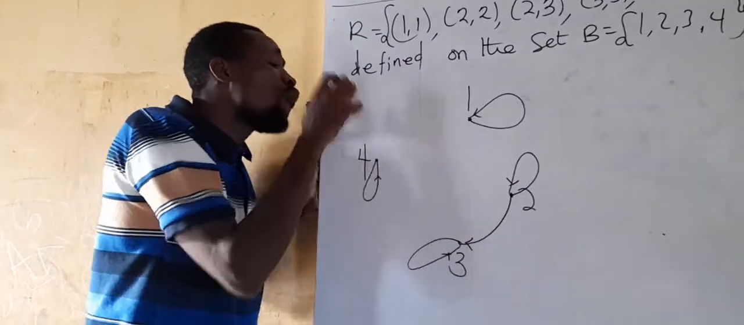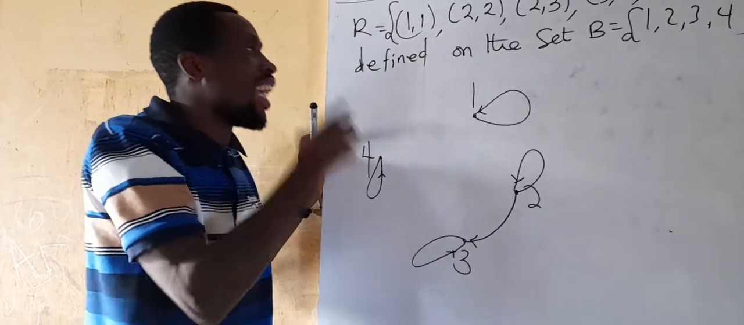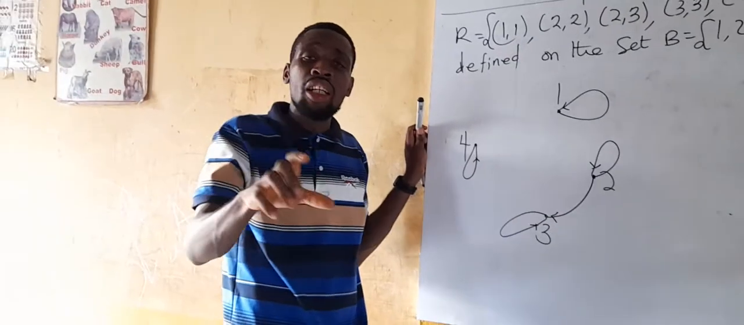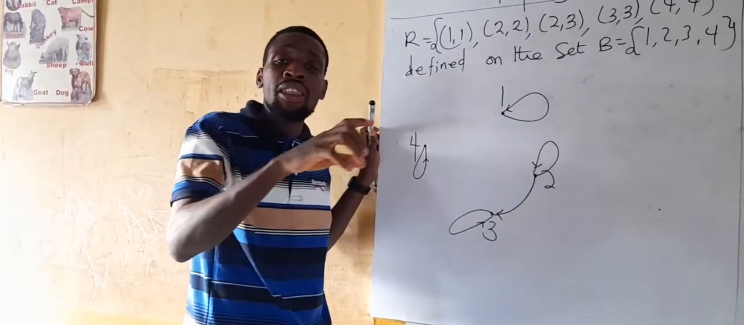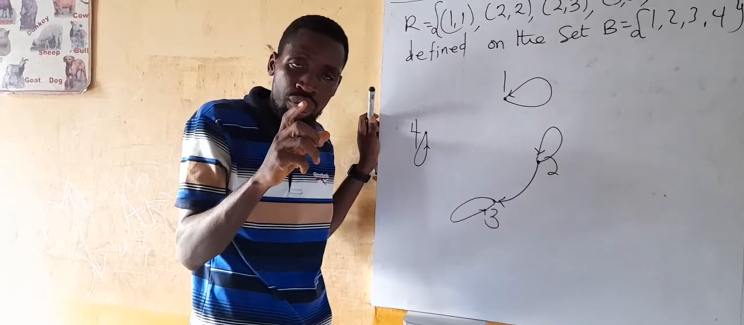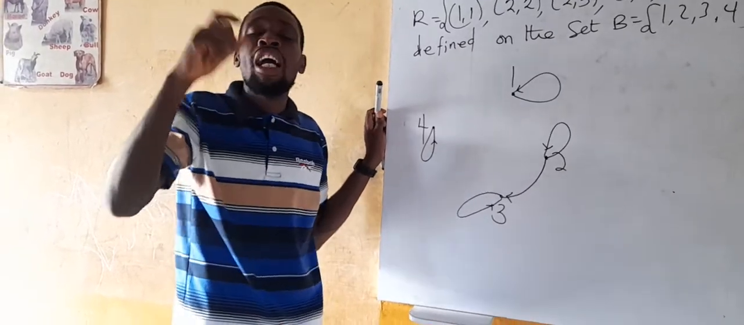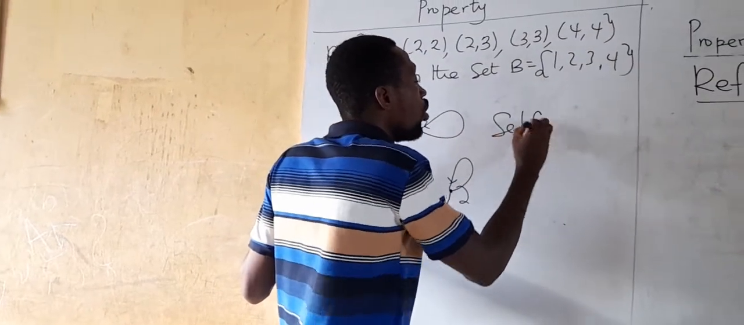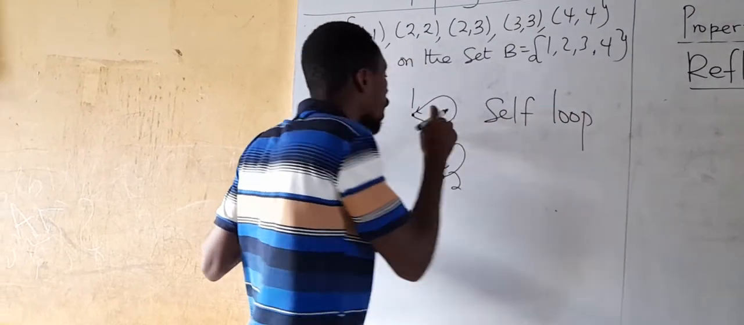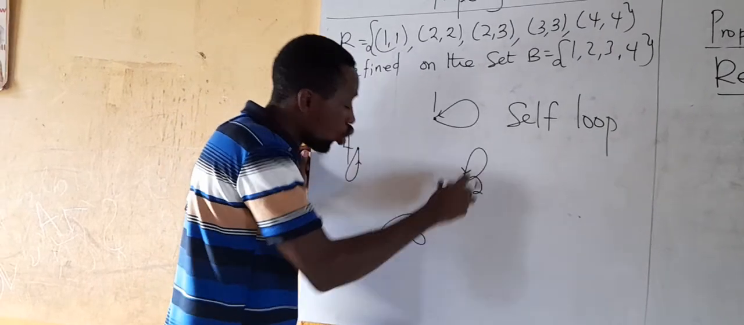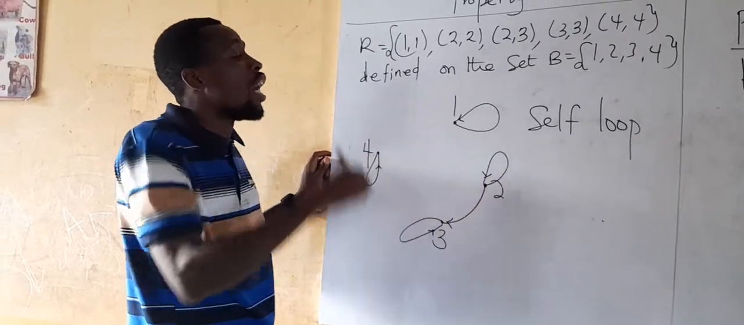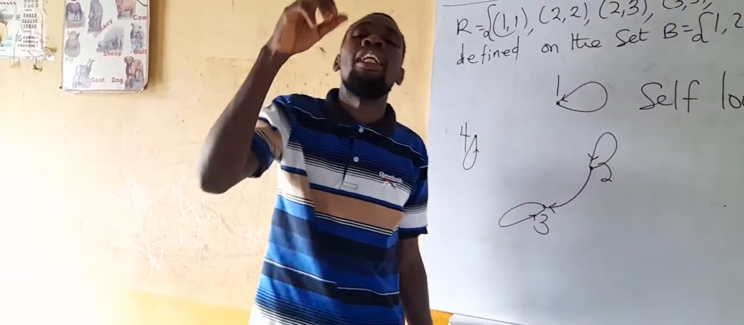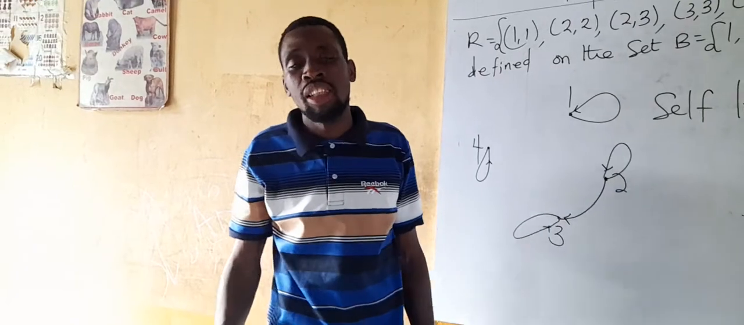Now look at it. All the members of this set have a self loop. So if they ask you whether a graph represents a reflexive property, just check whether all the members of that set on the graph have a self loop. If they have that self loop, that's 1 related to itself, 2 related to itself, 3 related to itself, 4 related to itself, then we say the graph has a reflexive property. I hope you get that.